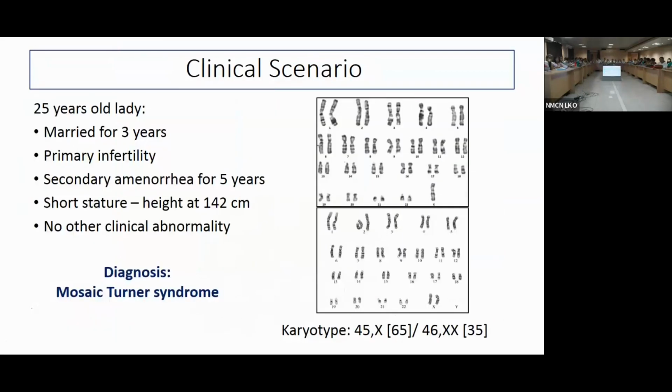That is why any girl child who presents with unexplained short stature, even in the absence of all these Turner stigmata, we should do karyotyping to check for and rule out Turner syndrome.